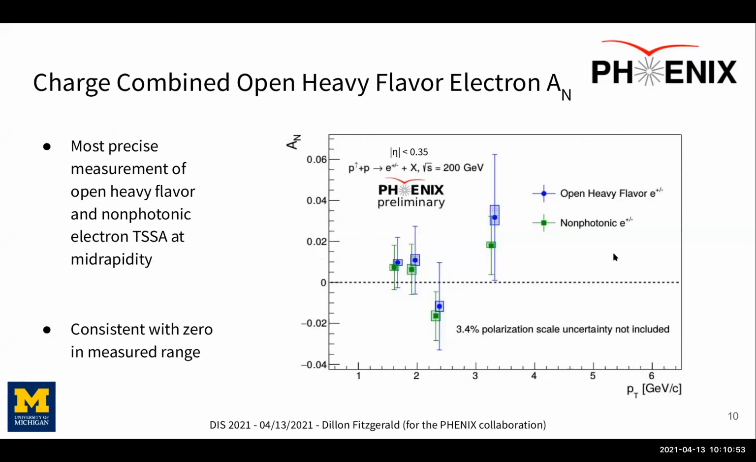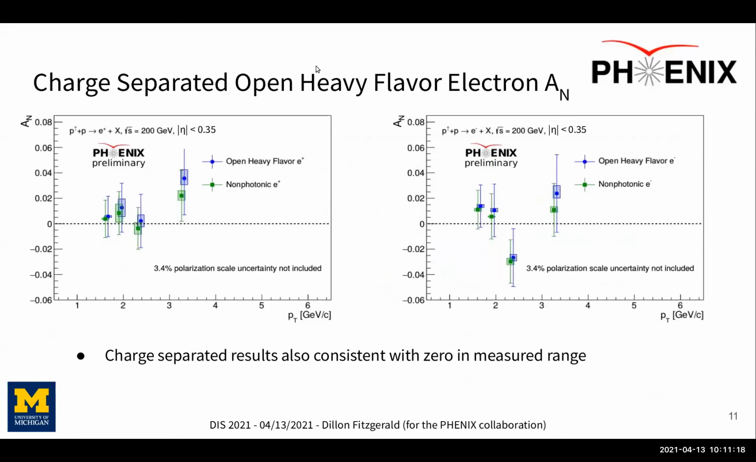I just point out again that we have in blue open heavy flavor and in green non-photonic data points, which are fairly consistent until the last pT bin, where the large systematic uncertainty for the J psi result actually has a pretty large effect. So if this is ever improved upon in the future, it'll be quite easy to better constrain the open heavy flavor result as well. We've also looked at this for separate charges, and I point out that this is also consistent with 0 over the measured range.